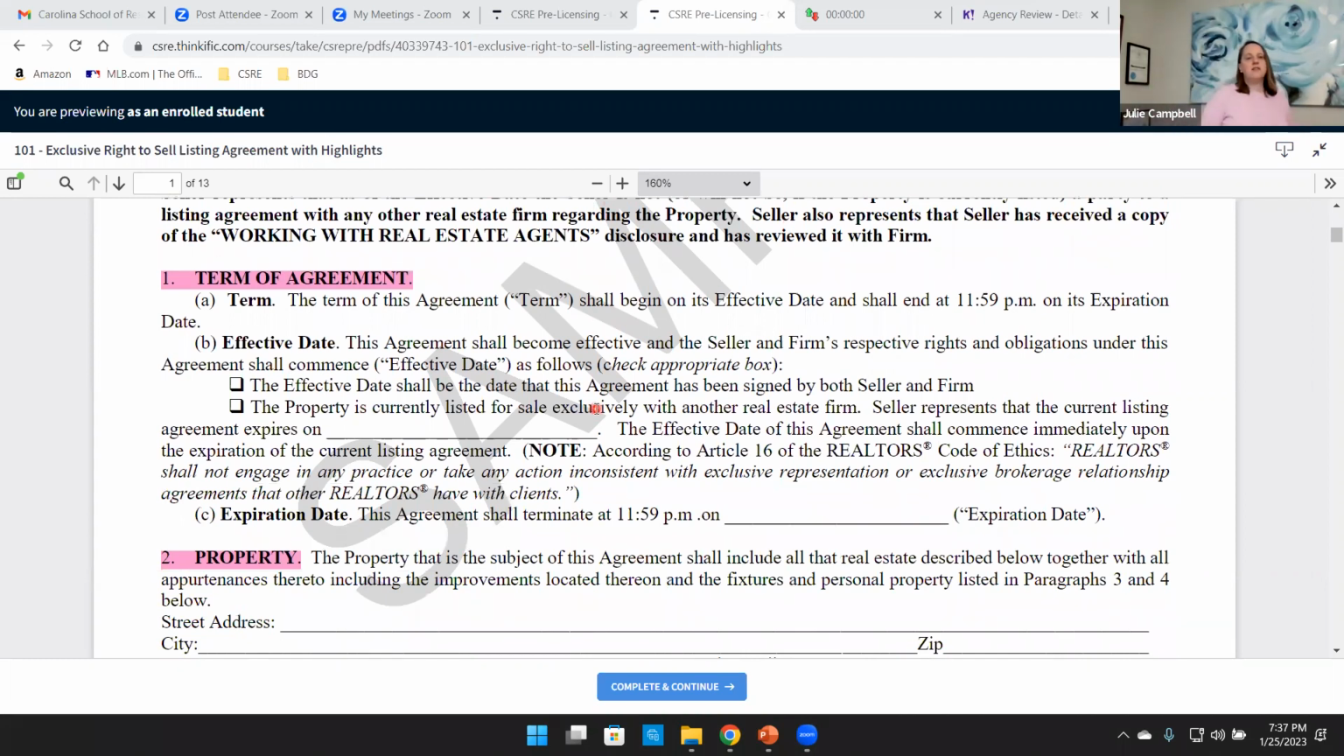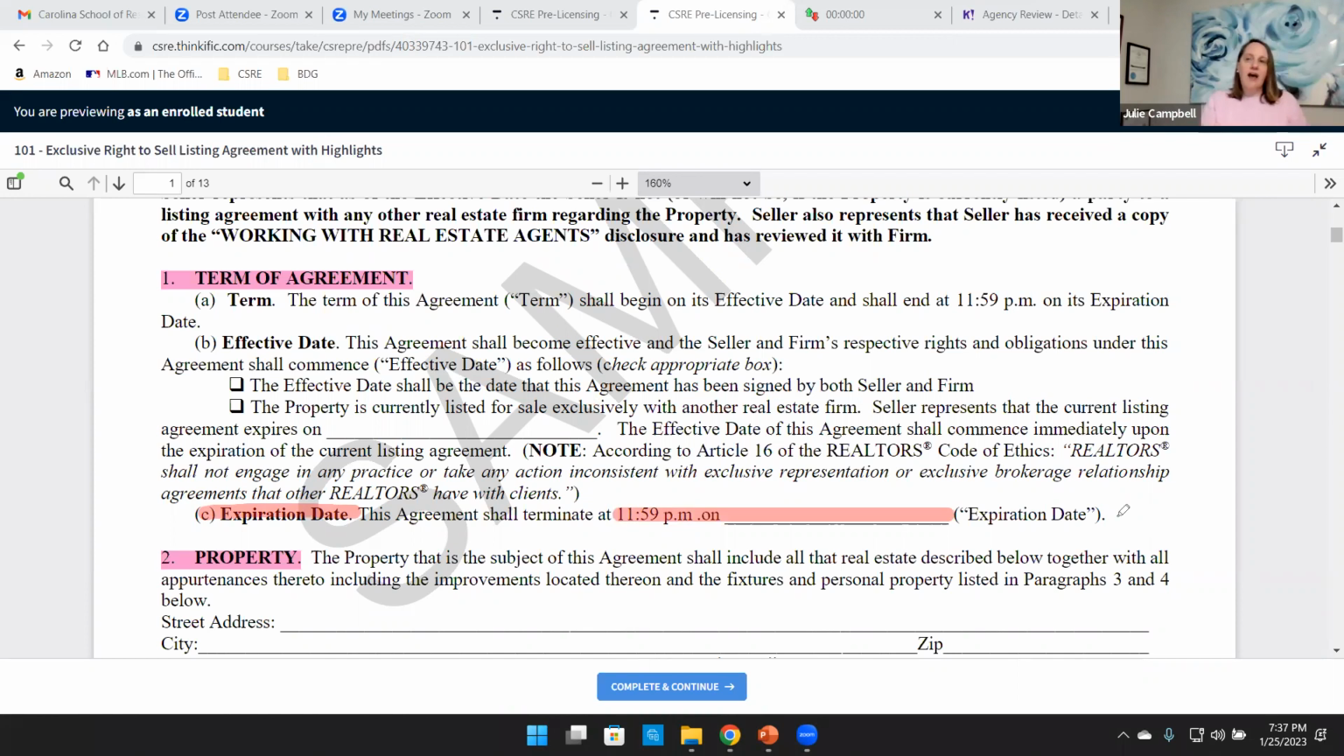Term of the agreement tells us our effective date. How long is the agreement going to be? When are we going to market it? We have a couple different options for when we're going to market that we'll see. And then we also have the expiration date. All agency agreements have to have a definite expiration date. This agreement shall terminate at 11:59 p.m. on, and we're going to put in an actual date.